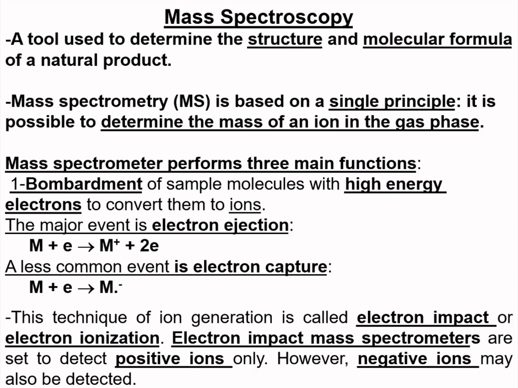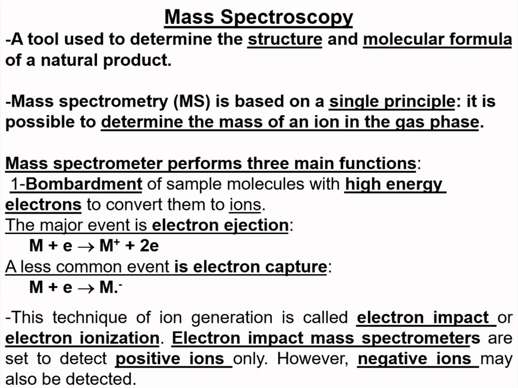Mass spec is based on one basic principle: it is always possible to determine the mass of an ion in gas phase. A mass spectrometer usually performs three major functions. First function is the bombardment of the molecule in gas phase with high energy electrons. Second function is the acceleration of the ions. Third function is the detection of the ions.